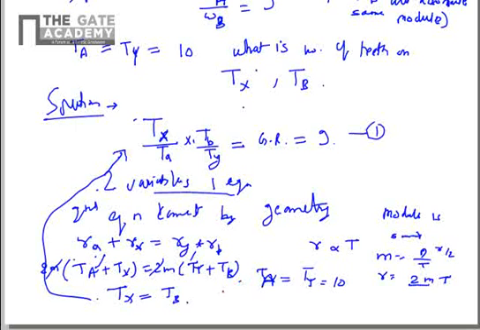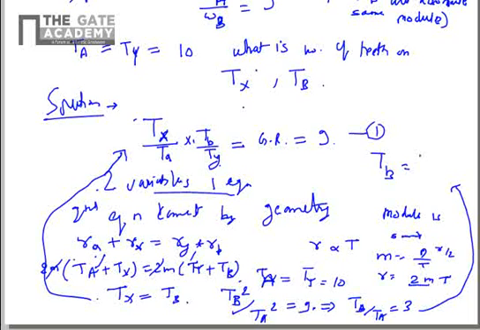So you put TX equal to TB, then you get TB whole square divided by, you put TY is equal to TA, then you get TA whole square is equal to 9. So from this identity you get TB by TA is equal to 3. Square root of 9 is 3. And from here you get TB will be 3 times TA, and TA is provided as 10. So hence TB is equal to 30, and since TX is equal to TB, TX is also equal to 30.